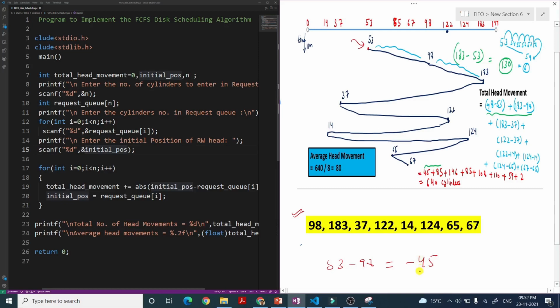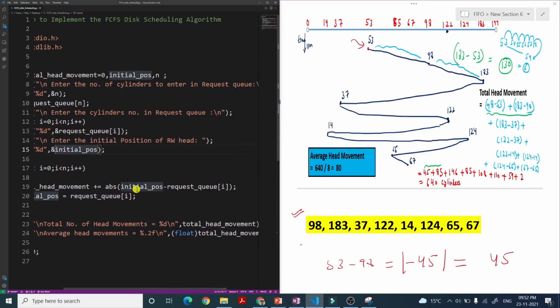Okay, because we are finding the distance, we can find the absolute value of this minus 45, that is 45. So in programming, we will use the function ABS, the absolute function, right? So we will say absolute of bracket initial position minus request key of I.